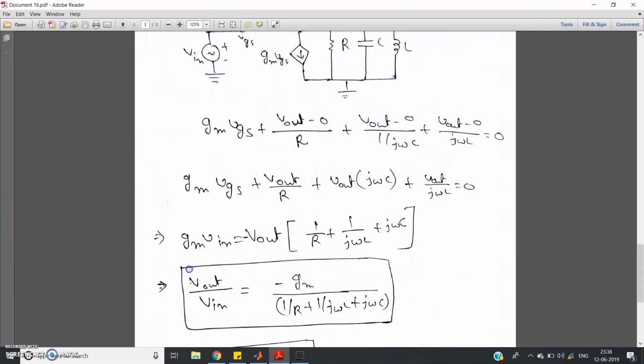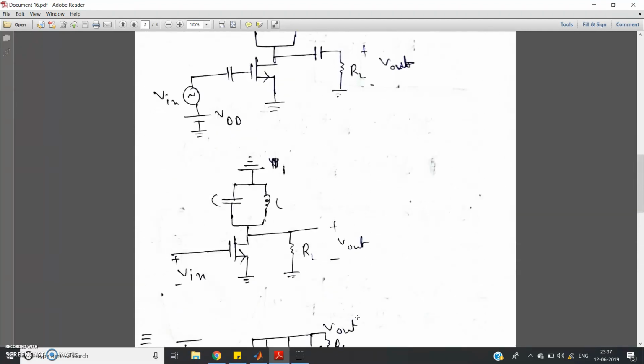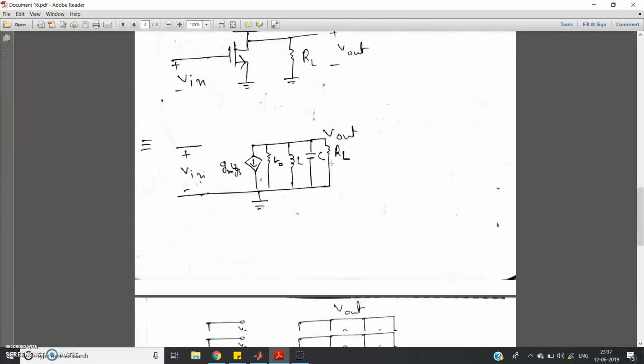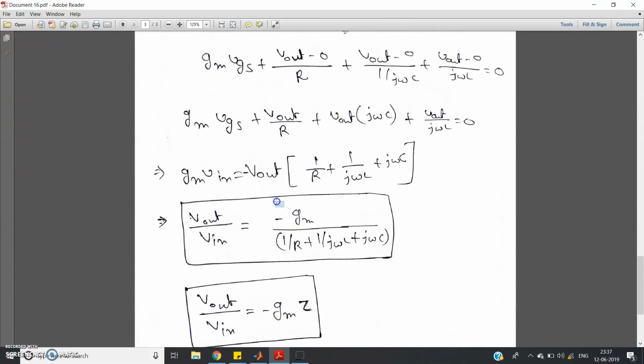So what is V output by V input, or what is the voltage gain for this particular circuit? That is equal to minus gm by (1 by R plus 1 by j omega L plus j omega C). Now observe this term: we can write it as Z, because Z equals 1 by R plus 1 by j omega L plus j omega C. So replace Z in this equation, and the voltage gain for this circuit is equal to minus gm into Z.